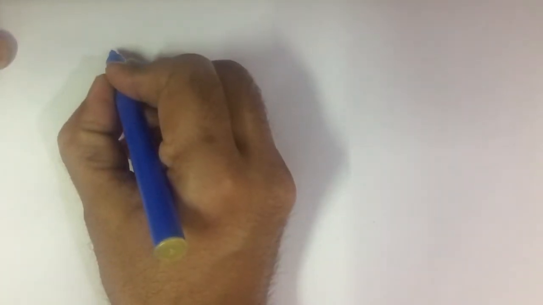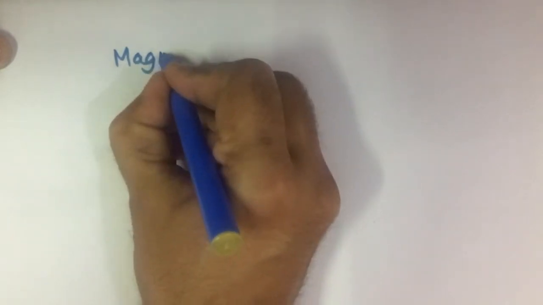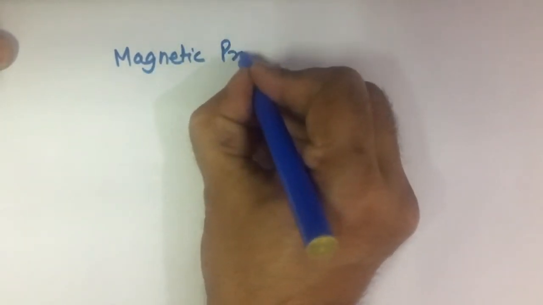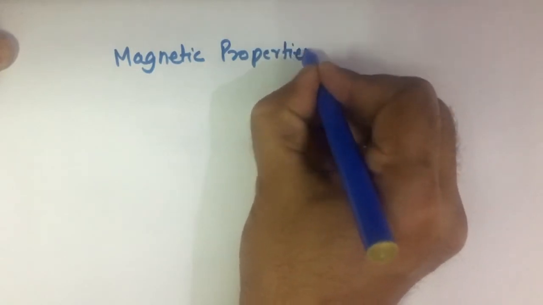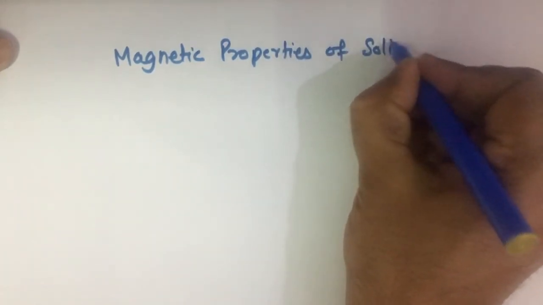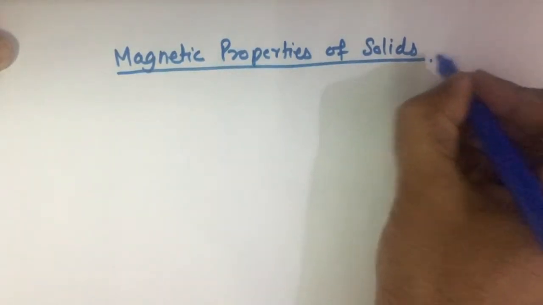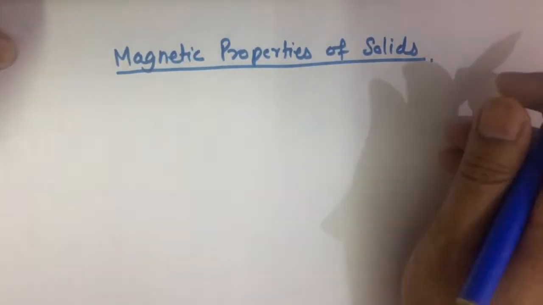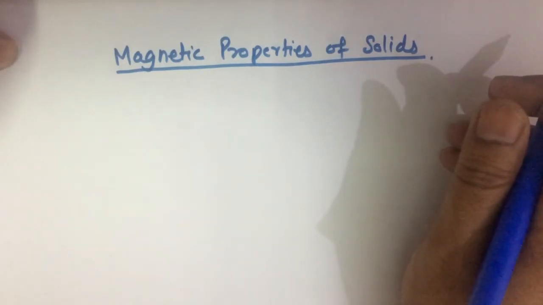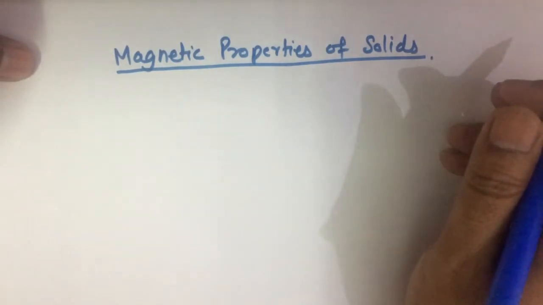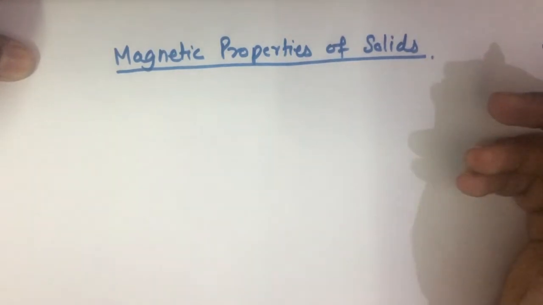Now in the previous video we have studied the electrical properties of solids, that is insulators, semiconductors and conductors. In today's video we will study the magnetic properties of solids. So today's topic is magnetic properties of solids. Now magnetic properties: a magnet has a north pole and a south pole, and attracts other magnets and other conductors. So we'll study this magnetic property.